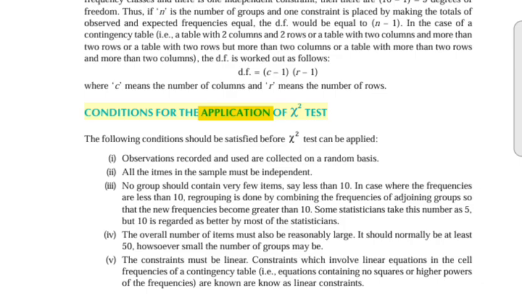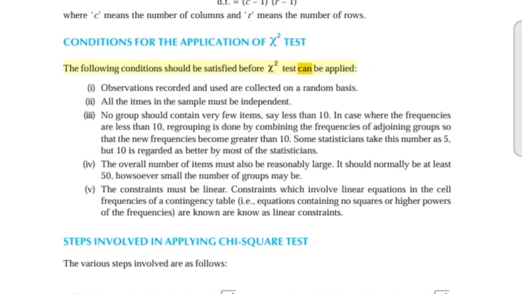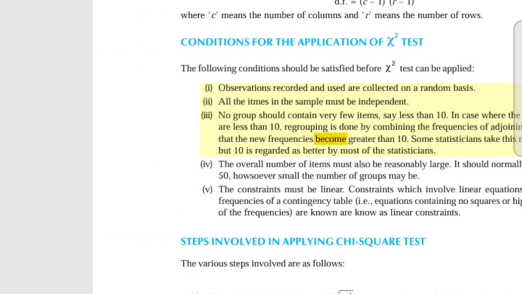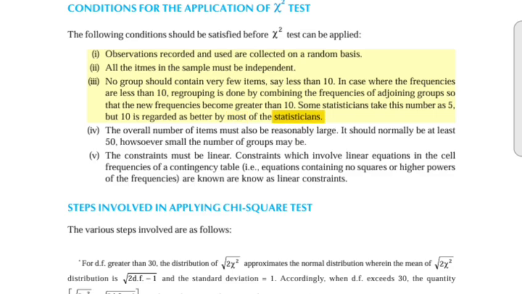Conditions for the application of the chi2 test: the following conditions should be satisfied before the chi2 test can be applied. I. Observations recorded and used are collected on a random basis. II. All the items in the sample must be independent. III. No group should contain very few items, say less than 10. In cases where the frequencies are less than 10, regrouping is done by combining the frequencies of adjoining groups so that the new frequencies become greater than 10. Some statisticians take this number as 5, but 10 is regarded as better by most statisticians.